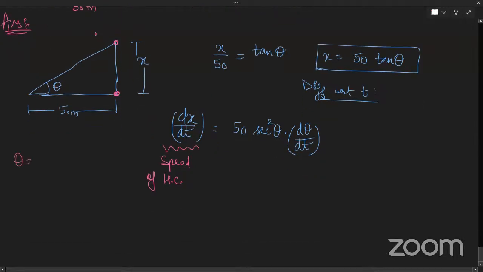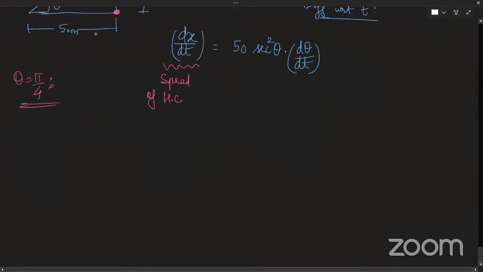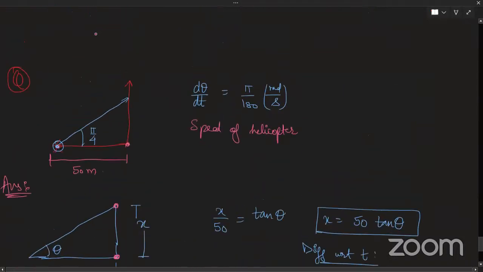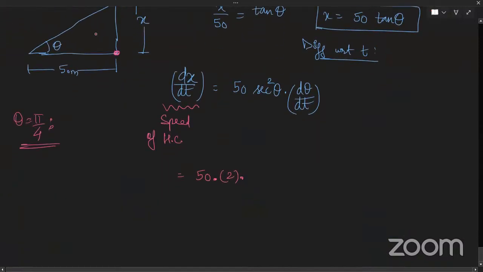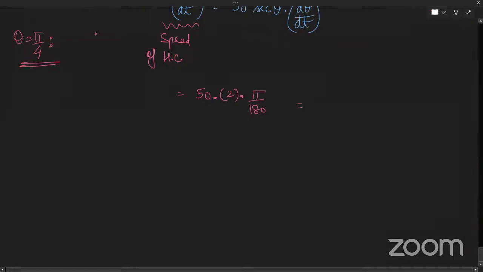So I'll just directly input my value of theta as pi by 4. If I do that, it will be 50 times secant square of pi by 4. What is the value of secant of pi by 4? Secant square will be 2, right? Into d theta by dt, which is pi by 180. This is my answer. So 100 into pi by 180, which is 5 by 9 pi.